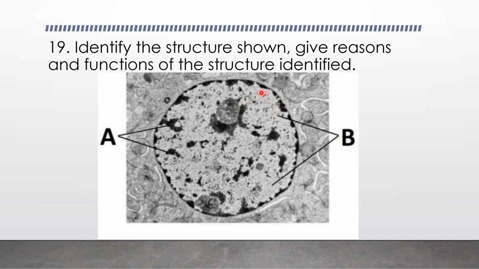You can appreciate the nuclear membrane, and you can appreciate the nucleolus. Then B is the nucleoplasm, and A is the chromatin material. Those are the structures that can be easily identified in an electron microscopy regarding the nucleus.